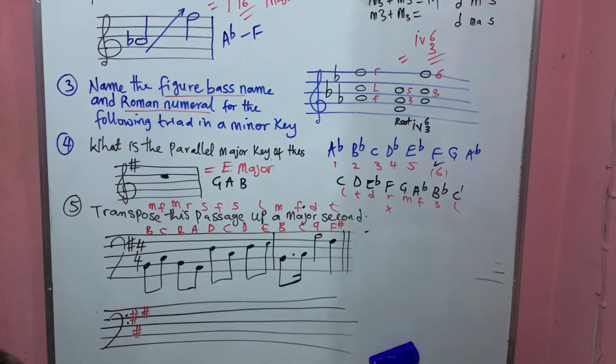The first note is B. What is major second of B? Major second of B is C sharp. So you place it here because this affects. Then the next note is C. What is major second of C? It is D. So you're done with the first two. That's mi, fa. Then the next one is still B. And what's the major second of B? C sharp. The next one is A. What's the major second of A? The major second of A is B.